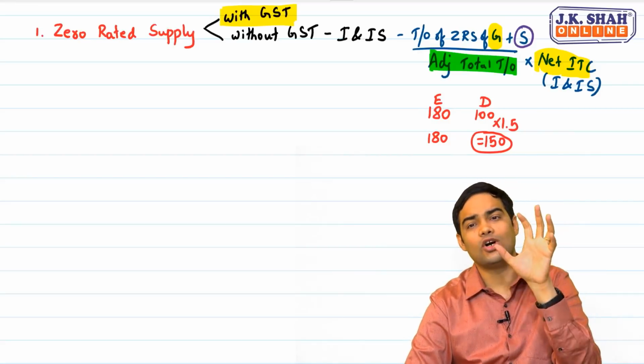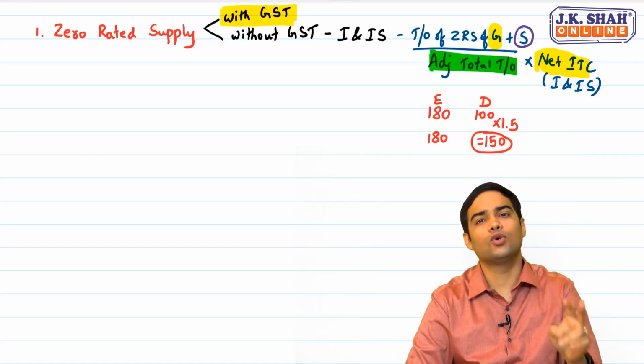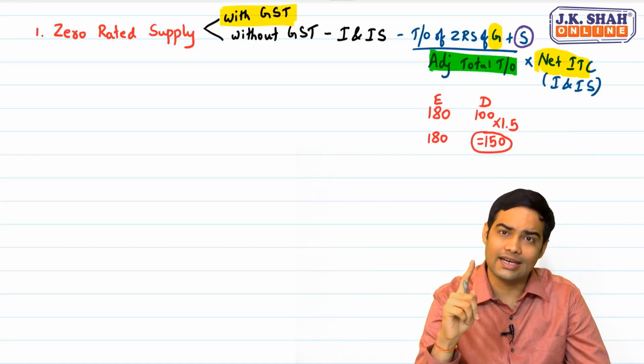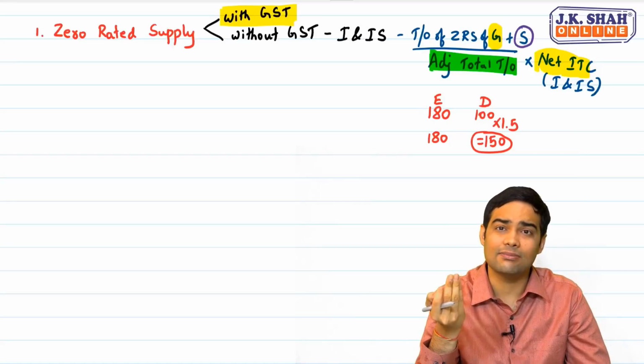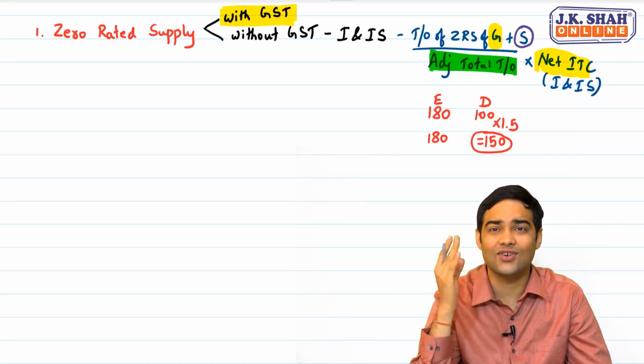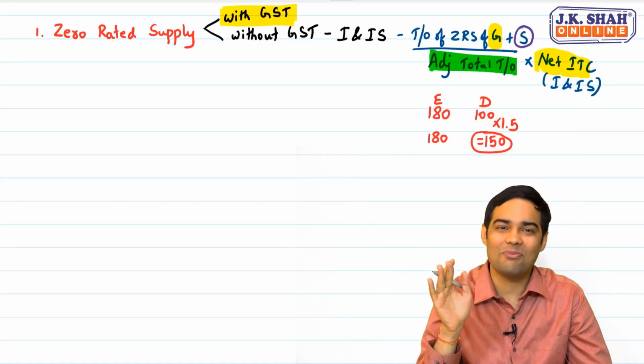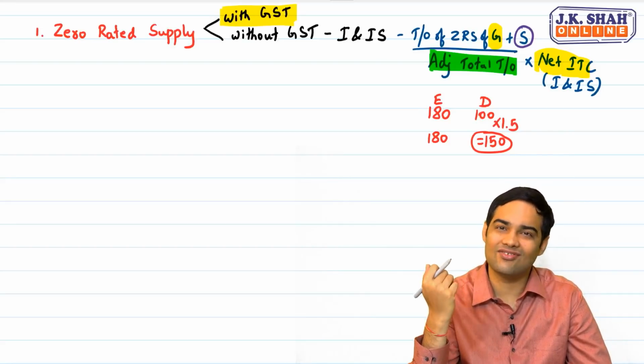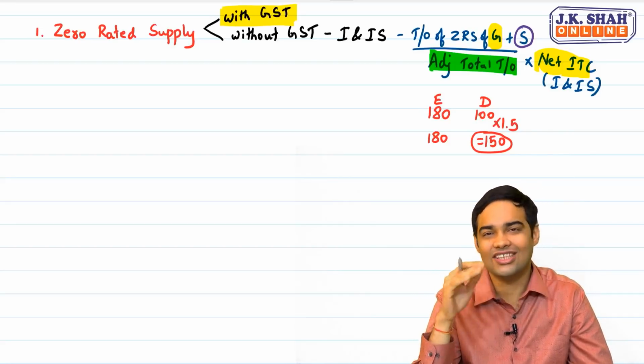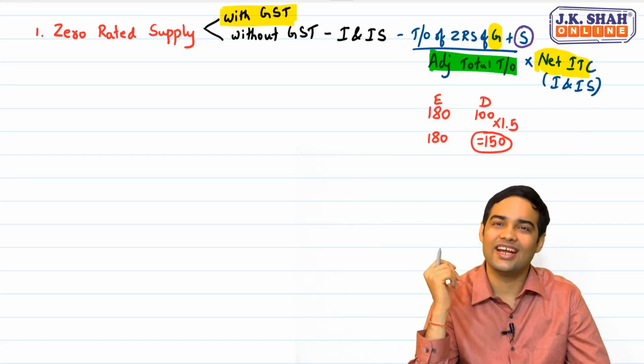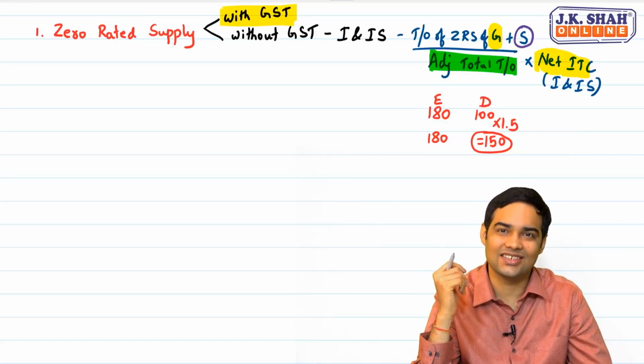So this was about zero rated supply, where you have two methods. Don't forget one important aspect. In case of zero rated supply, please don't collect tax from your recipient. That's not permitted, because government is giving you a refund of entire tax, whether you pay with GST or it is a transaction without GST.